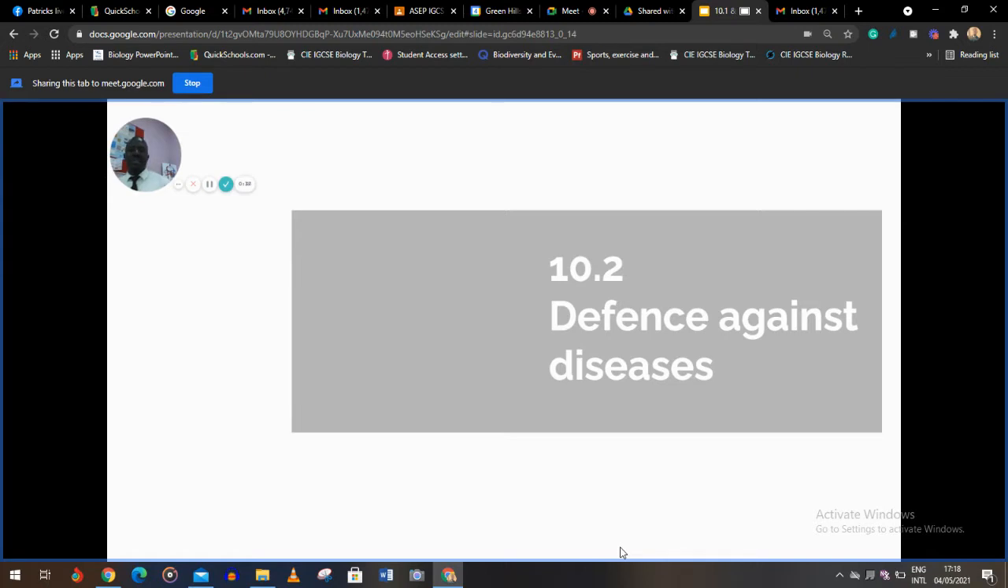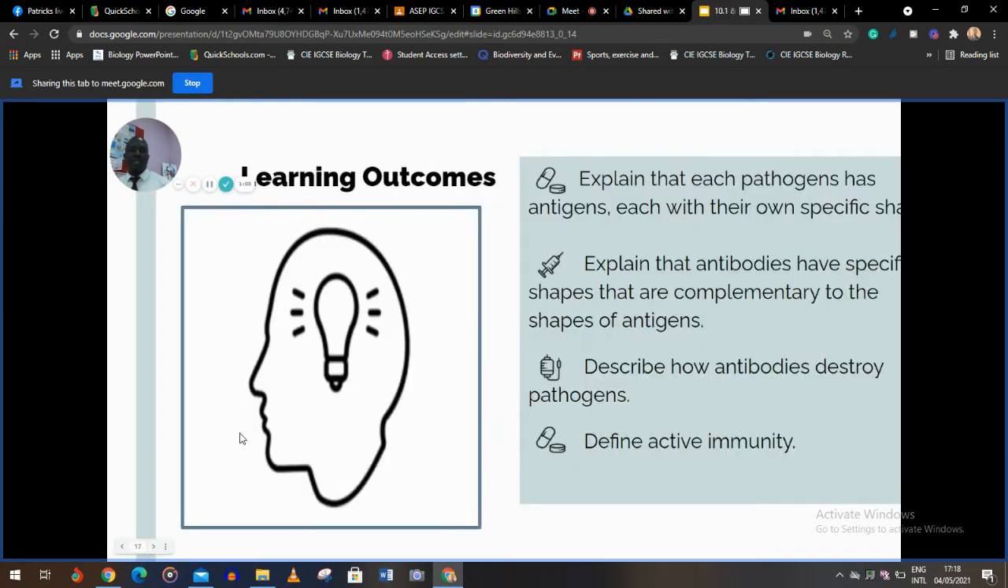So in this lesson, we are going to discuss more about the cell-mediated defense. We are also going to discuss the antibodies production and all that stuff. So let's look at it and see.